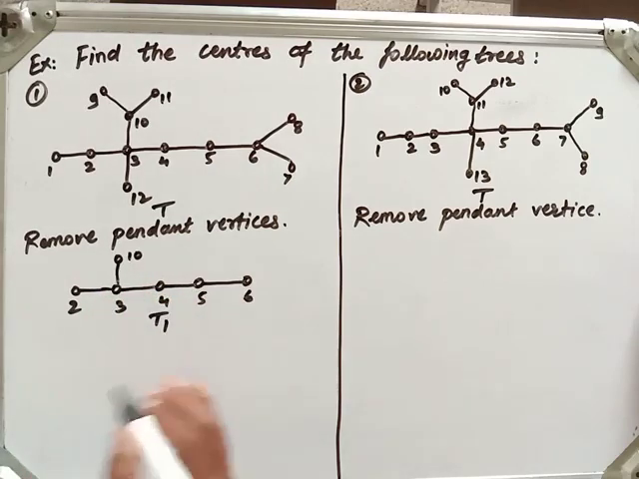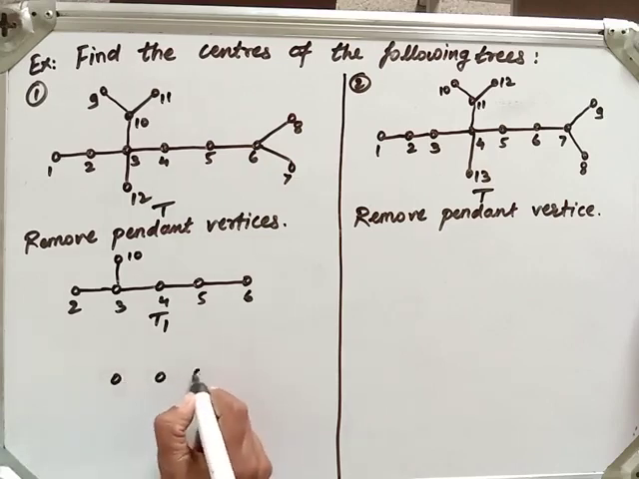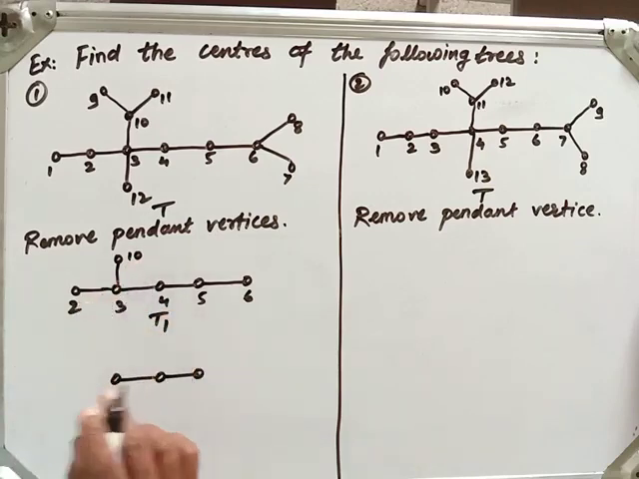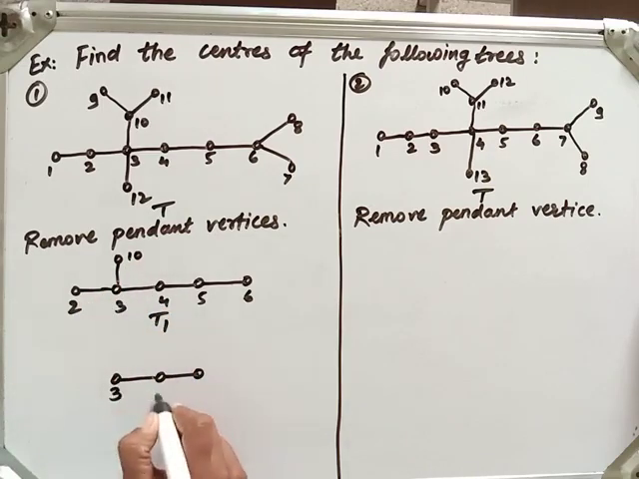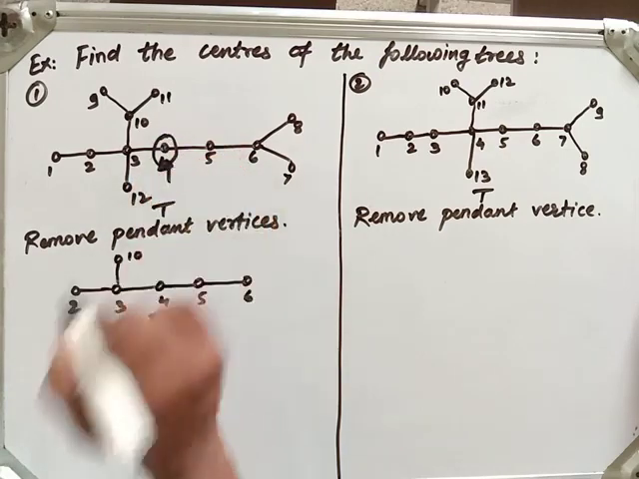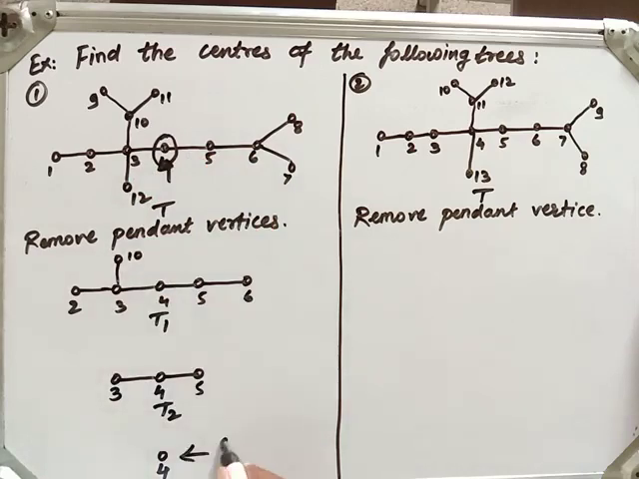Now again here we have to eliminate pendant vertices. Because 6 is pendant, 10 is pendant, 2 is pendant, they are eliminated. So 3, 4, 5 are left. This is our T2 here. Now again if we eliminate pendant vertices, this 4 will be left. So this fourth vertex is our center, the center of T. This is T3, which is nothing but the center.